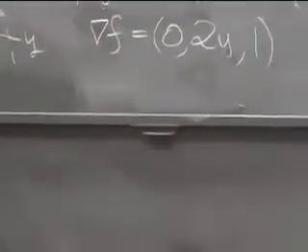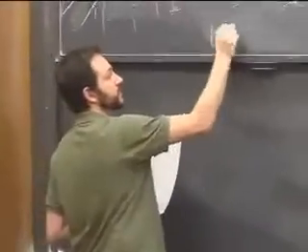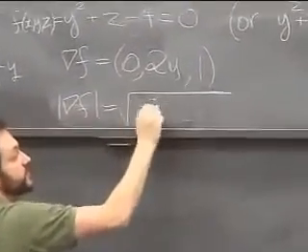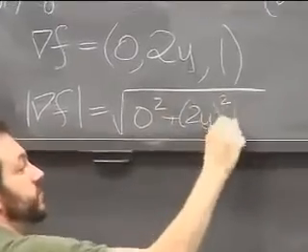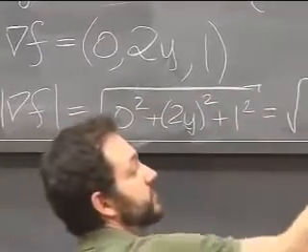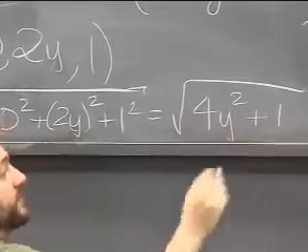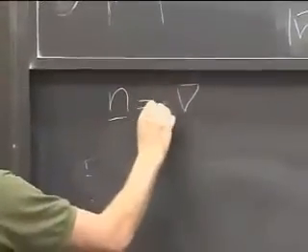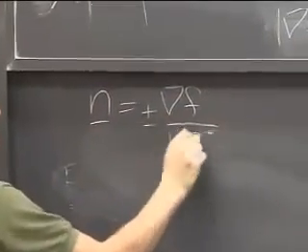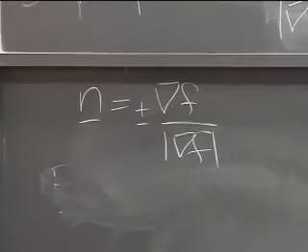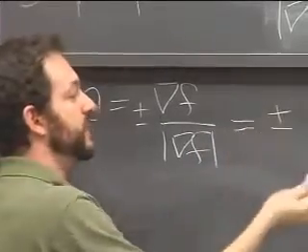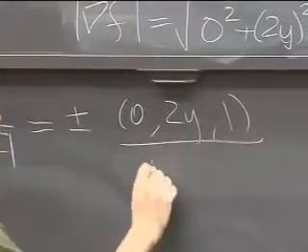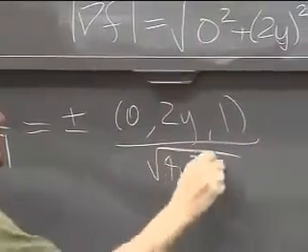Now, we really want to find the unit normal. So let's compute the length of this. You just use the standard formula. It's the square root of 0 squared plus 2y all squared plus 1 squared, otherwise known as root 4y squared plus 1. So the unit normal, n, is plus or minus grad f over its norm, its length, which is plus or minus 0, 2y, 1 over this positive quantity, root 4y squared plus 1.